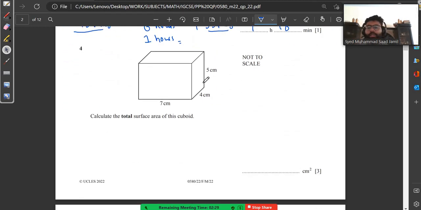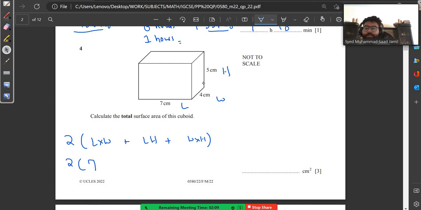No, sir. Alright. In order to find the total surface area of this cuboid, length into width into height, the formula is 2 multiplied by length multiplied by width plus length multiplied by height plus width multiplied by height. So 2, 7 multiplied by 4 plus length into height, sorry, I did length multiplied by height, so it's 7 multiplied by 5, my bad, length is 7, 7 multiplied by 5 plus 4 multiplied by 5.